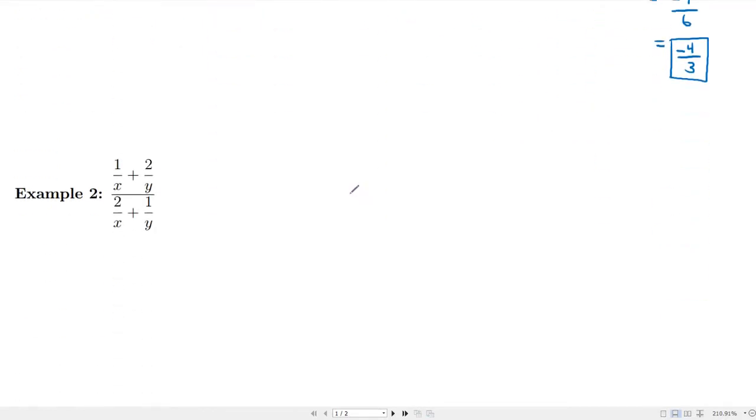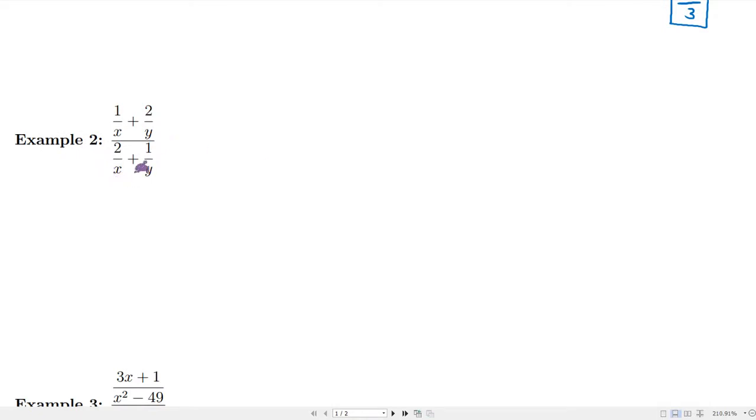Now continuing to examples that have some variables involved, the procedure is going to be identical. So first, how do we simplify the numerator? Well, we need a common denominator. So this is missing a y, so we're going to take the 1/x and multiply by y/y. The 2/y is missing the x, so we're going to multiply by x/x. Okay, now simplifying the denominator. Again, all of this simplification for these two is independent at the moment, right? So 2/x is missing this y, so we multiply by y/y, and then plus 1/y is missing the x, so we'll multiply by x/x.